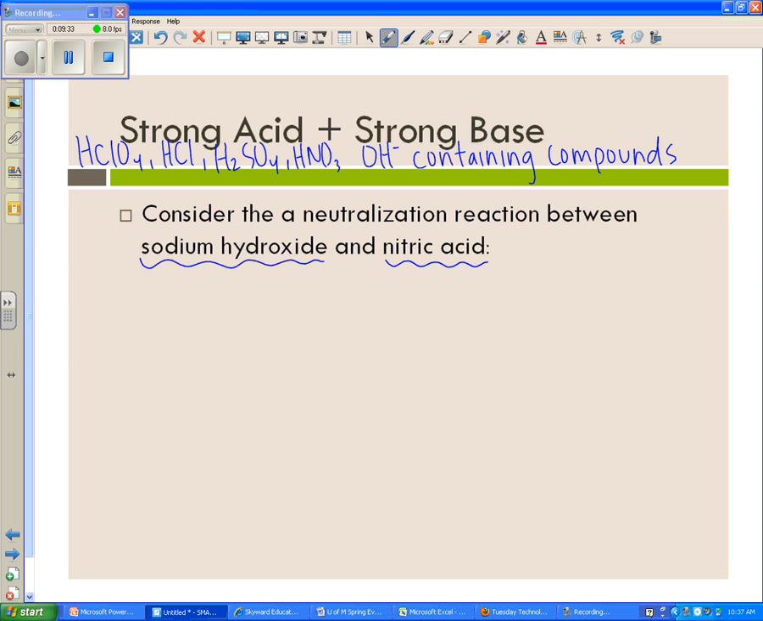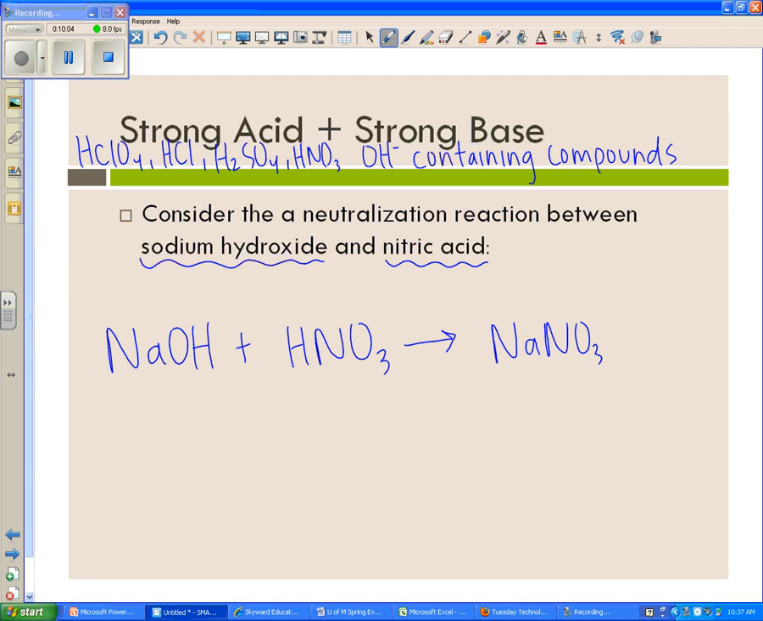So we have a strong base, strong acid. Let's write the reaction. Sodium hydroxide, NaOH, reacts with nitric acid, HNO3. Double replacement reaction. The hydrogen and the sodium are going to switch places. Sodium is now going to be paired with nitrate. This is our salt. And hydrogen will be paired with hydroxide, HOH, which is water.